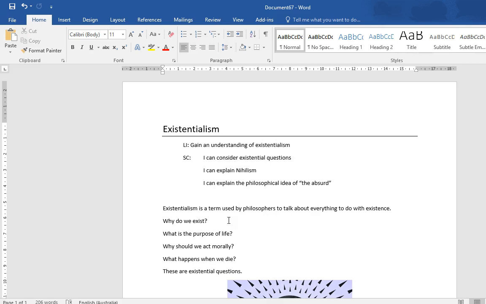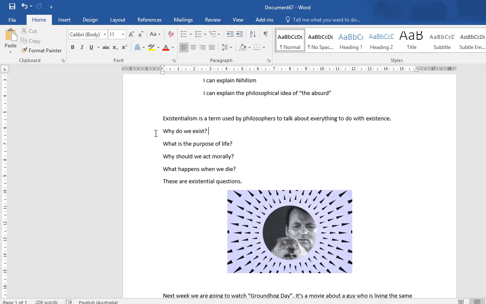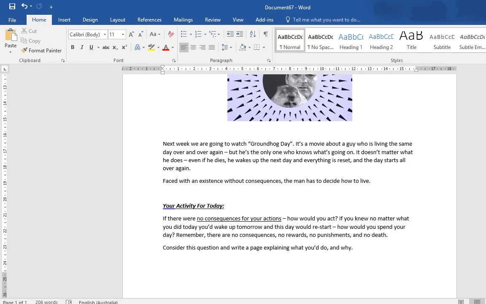Existentialism is a term used by philosophers to talk about everything to do with existence. For example, why do we exist? What is the purpose of life? Why should we act morally? What happens when we die? These are existential questions. Next week, we're going to watch Groundhog Day.